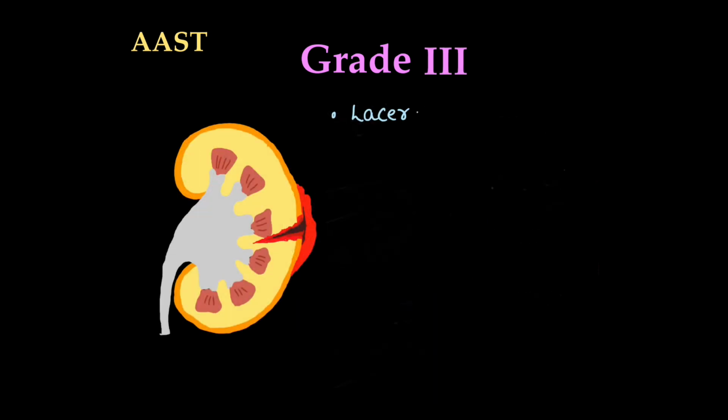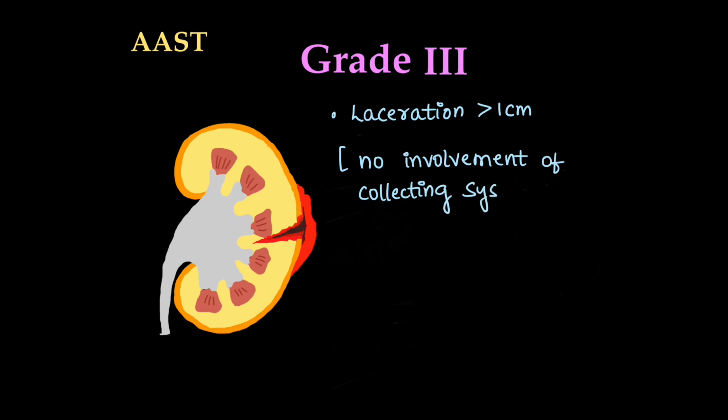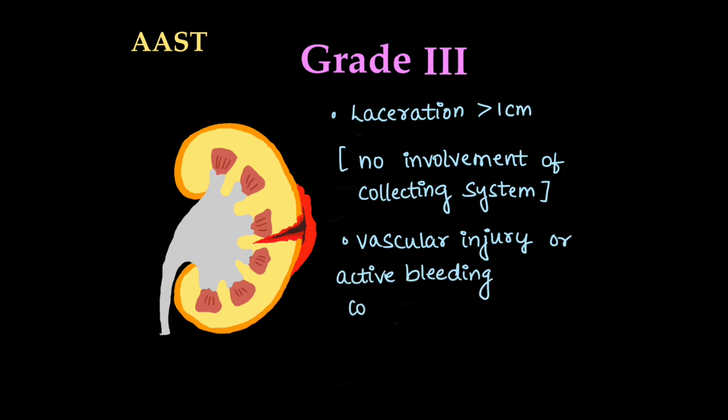Coming to grade 3. In grade 3 we have laceration which is more than 1 centimeter deep, but there is no involvement of the collecting system even during this grade. Next we can have vascular injury to any segmental vessel or active bleeding which is confined within perirenal fascia.